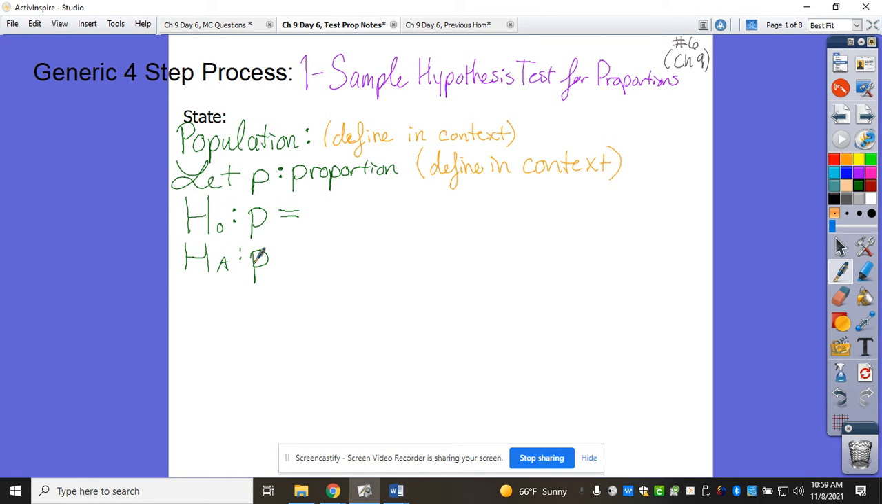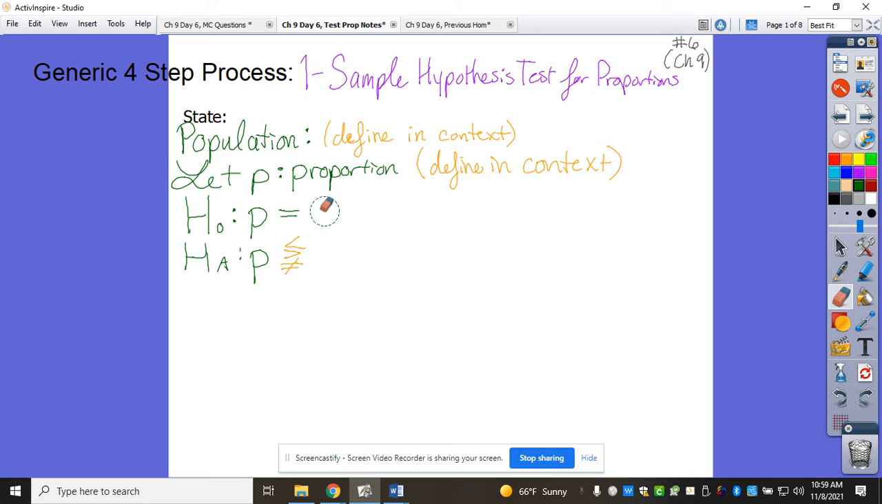HA still has to be P. Whatever number goes here is also going to go here. Our same options, we have less than, greater than, not equal to. The number that goes here, what would we call that?